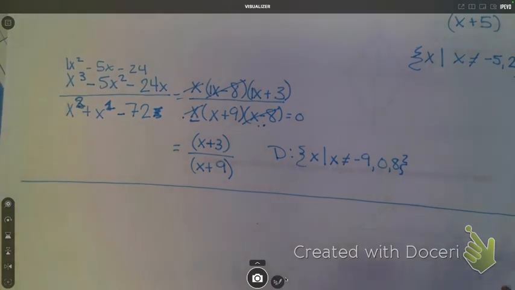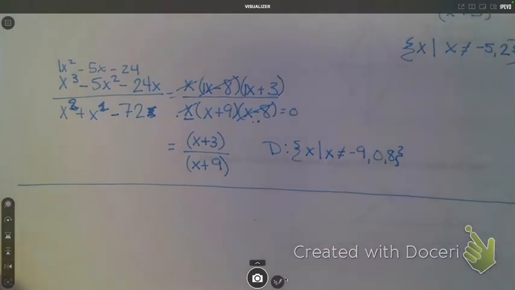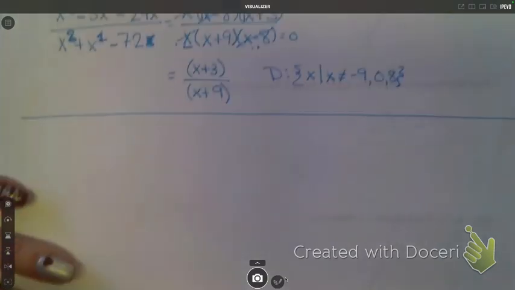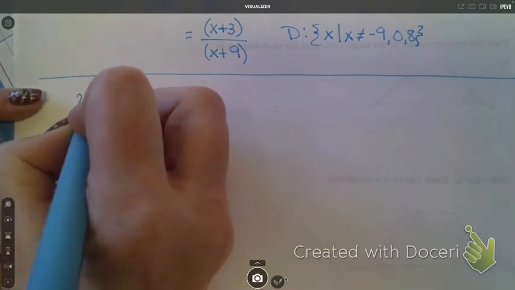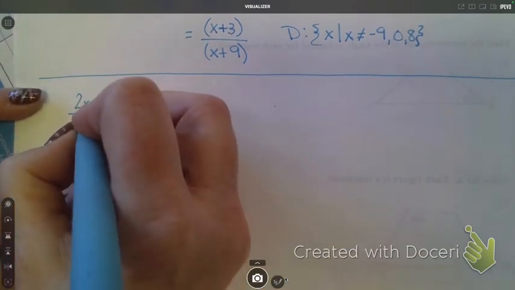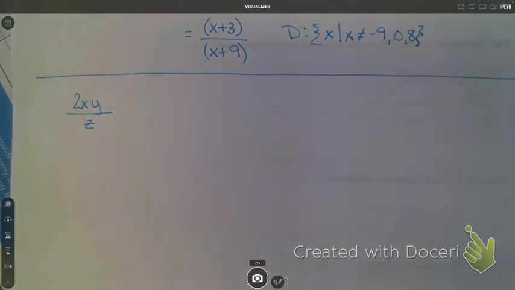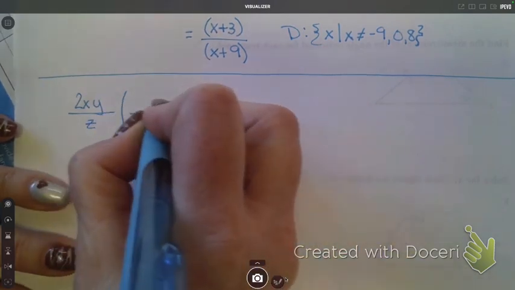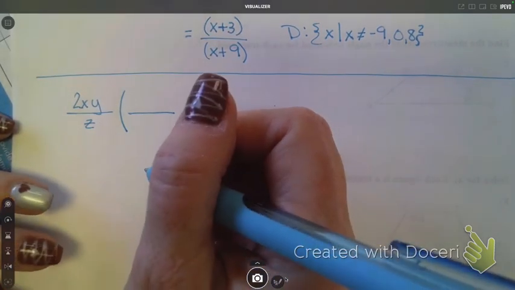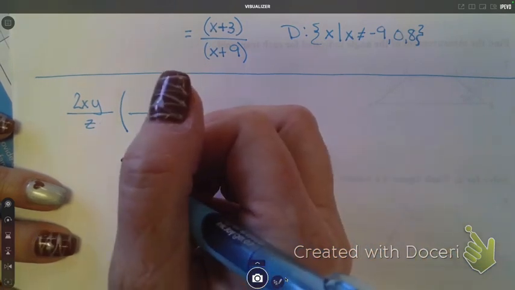Okay, so now we're going to multiply because that's what it said. I have 2xy over z. It says in words multiply this and this, but I'm not going to write the word. I'm just going to write a big parenthesis. Don't use an x, and don't use the dot, because dots turn into subtraction and x's are just gross.